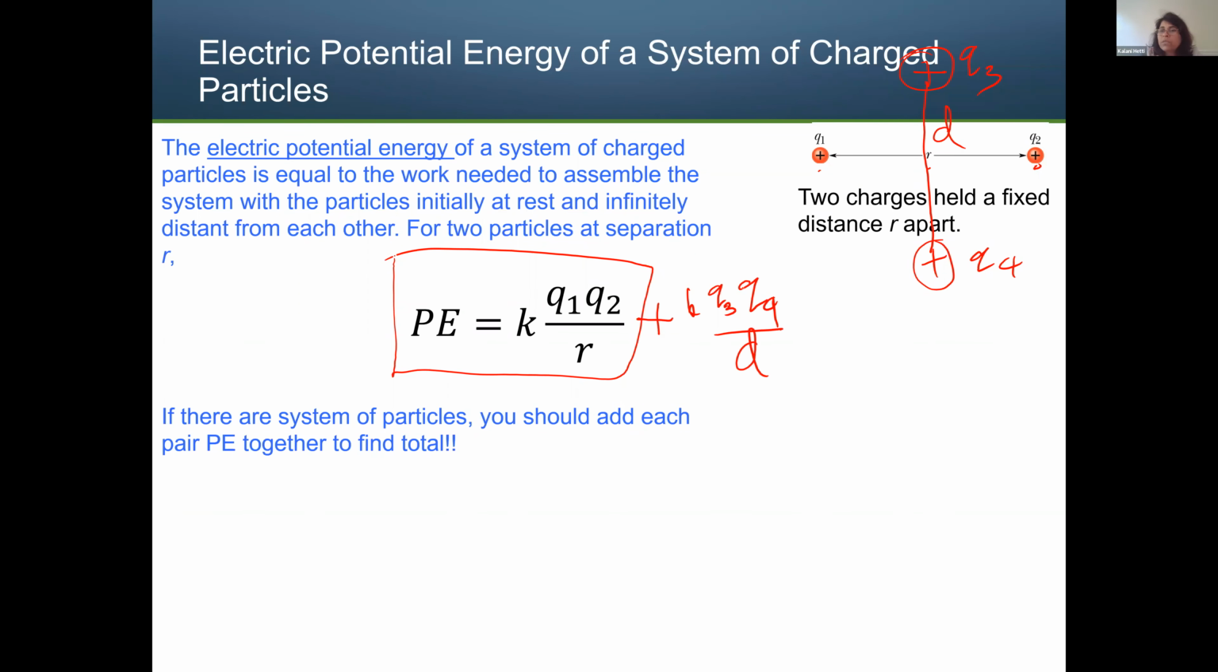And in addition to that, you need to keep adding each pair to the system. That means in this example, it is not done yet. You need to take this pair, right? And also you need to take this pair and this one, and also this one. You need to keep adding the terms until you complete all the pairs in the diagram.